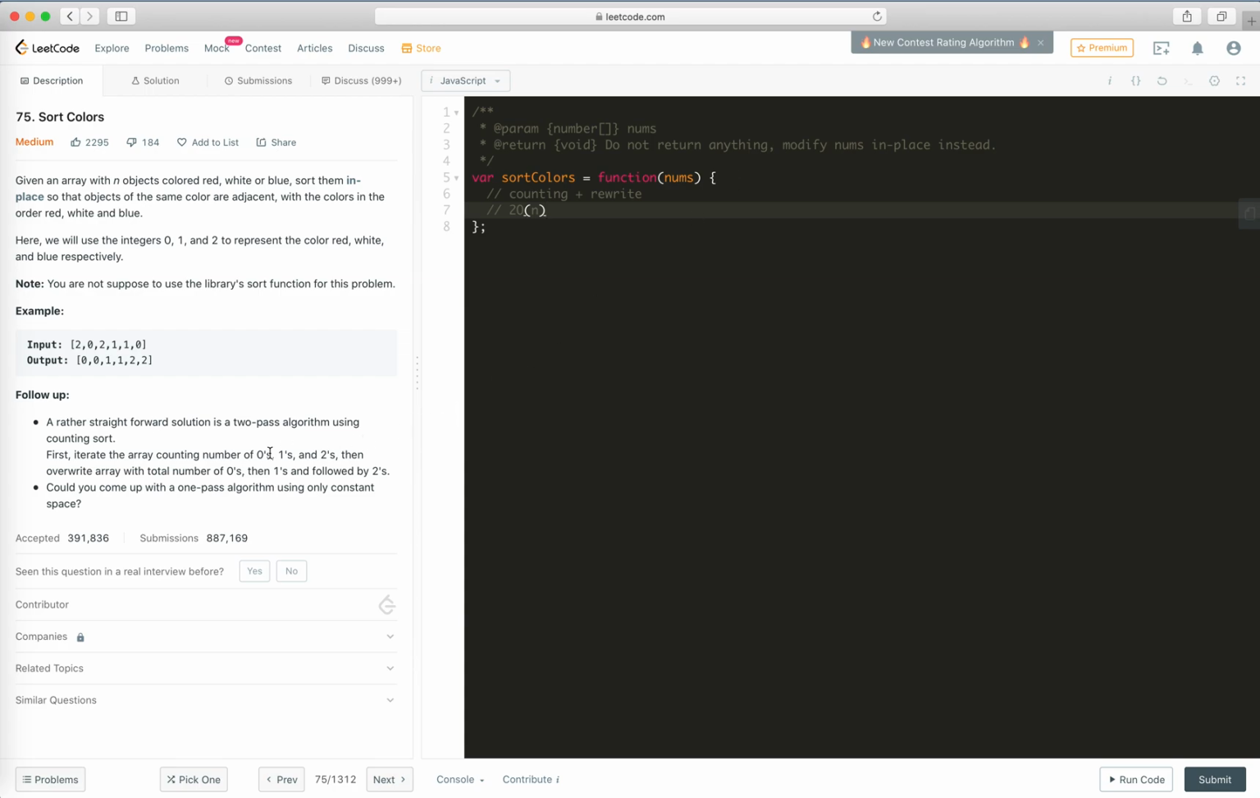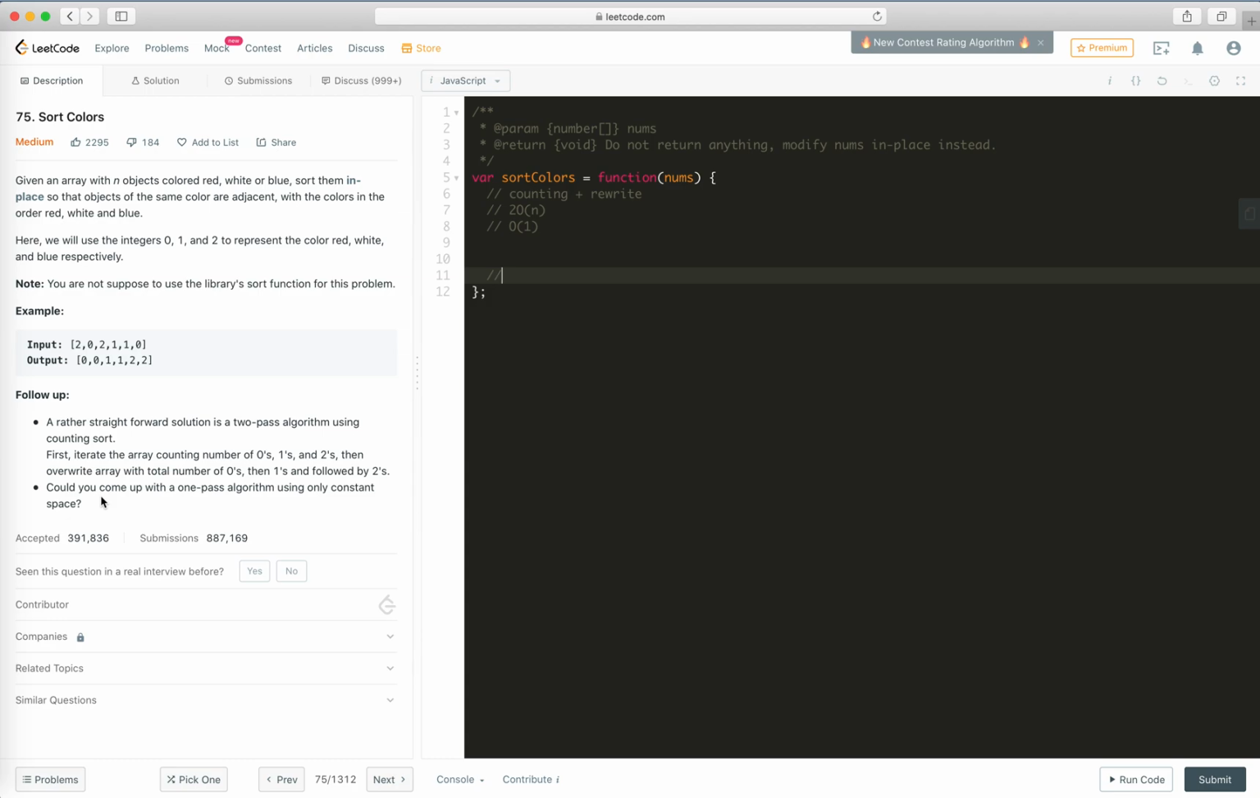That's O(n), right? We use three variables to keep the counts. Could you come up with a one-pass algorithm using only constant space?